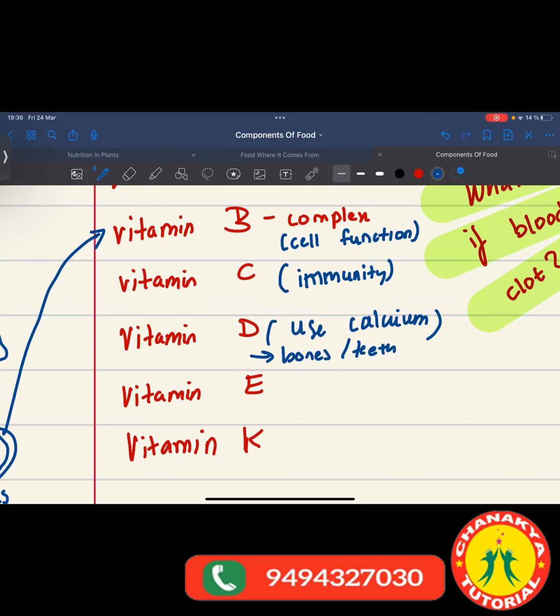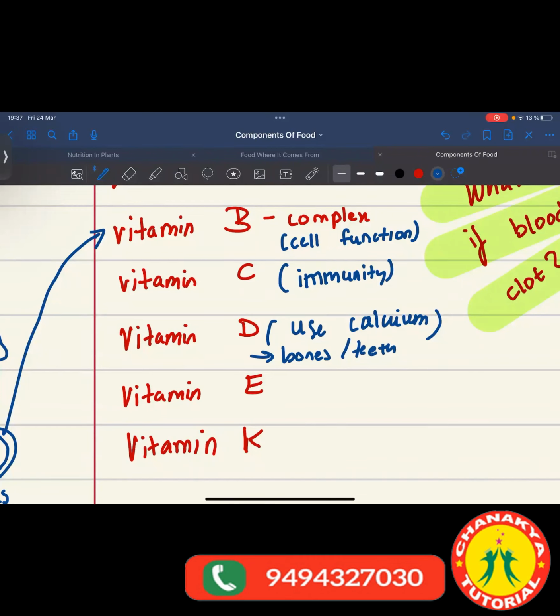Okay, what about vitamin E? Vitamin E, can any of you tell me where vitamin E is found? Okay, vitamin E comes from all the oil that we eat. Your mother uses sunflower gold oil, your mother uses cooking oil. So all this oil that you consume every day, you have badam and everything. Now, everybody has badam in your house, right? Yes, ma'am.